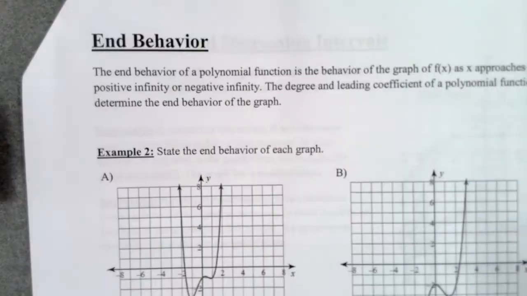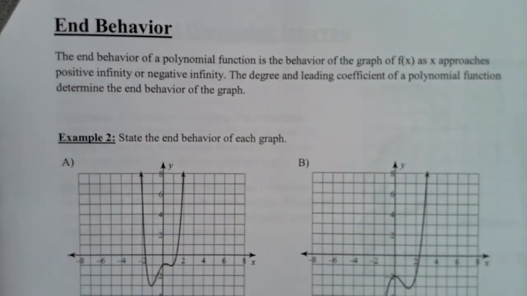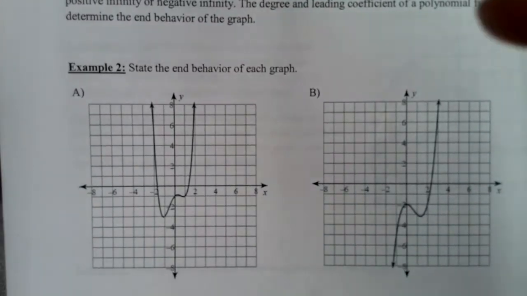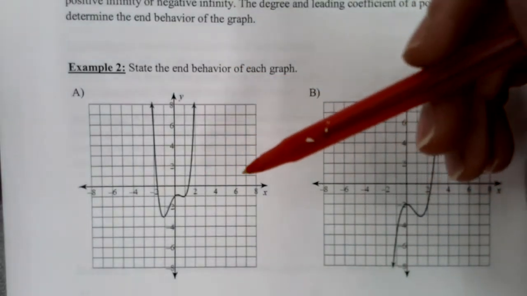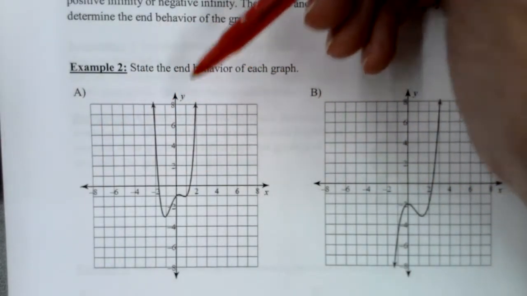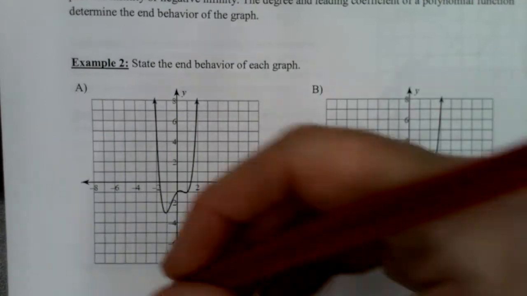The next page talks about what's called end behavior. The end behavior explains what's going on at the ends of the graph. Okay? What is going on at the ends of each graph? So let's look at example 2a. So one end of this graph is over there, the other end is over there. So here's how I'm going to write this.